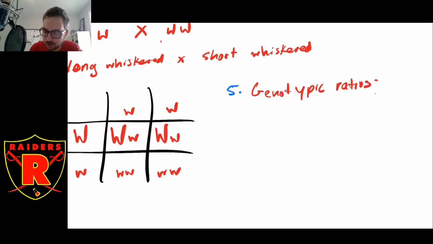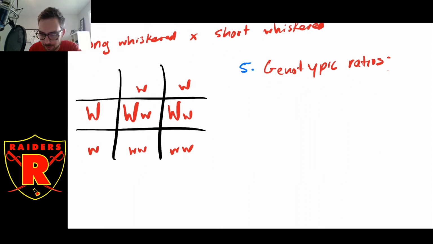And so our genotypic ratios in this case: we have big W little w, and we have little w little w. Those are the two genotypes that we have present, and it is 2 of one to 2 of the other. That's the same thing as saying the ratio is 1 to 1. So the ratio of big W little w to little w little w is 1 to 1, or another way of saying that is that it's 50% each.